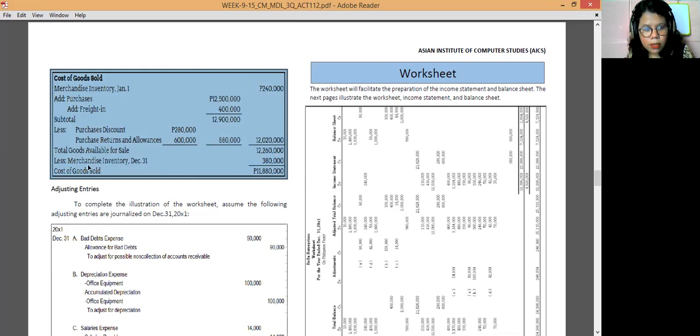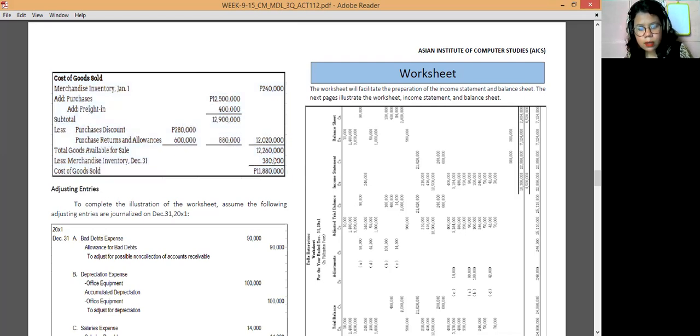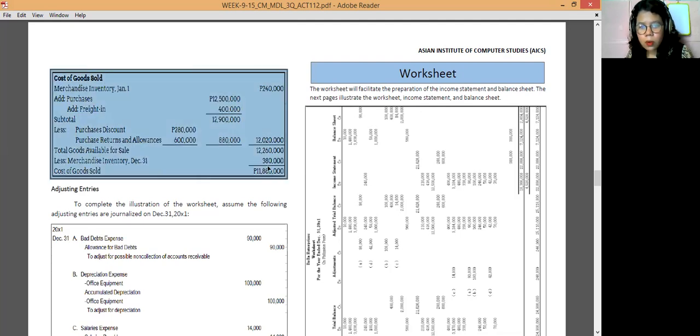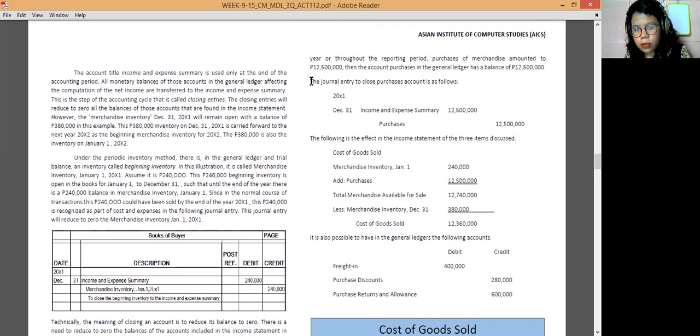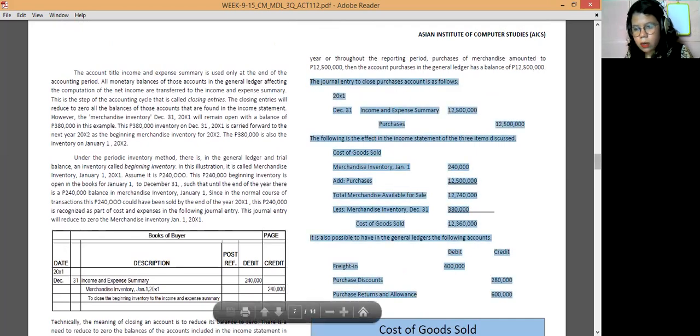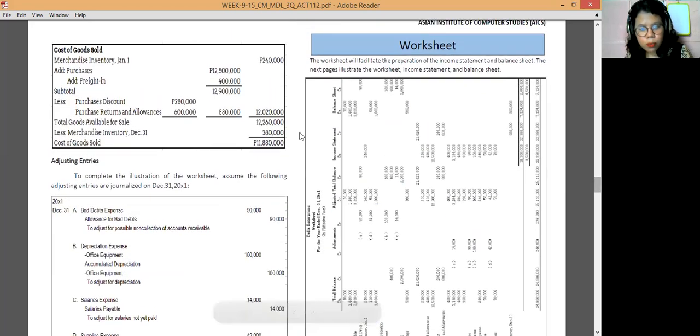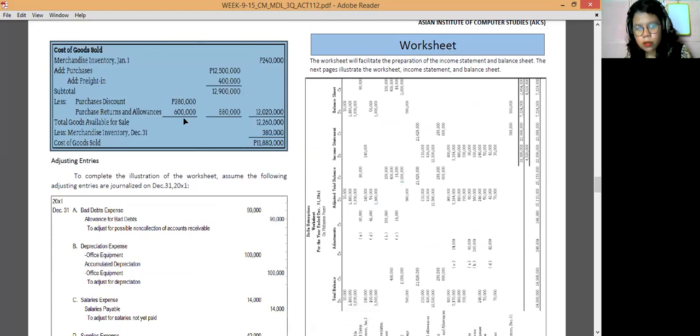Then, last merchandise inventory in December 31. So, 380,000. So, a total of cost of goods sold is 11,880,000. Okay? So, saan nga ba nanggaling itong mga entries na to? So, dito yun kanina. Ito po yung given. Okay? Kaya huwag kayong malito. So, ito po yung illustrations yan under cost of goods sold.